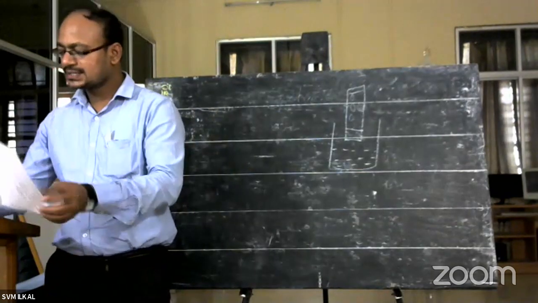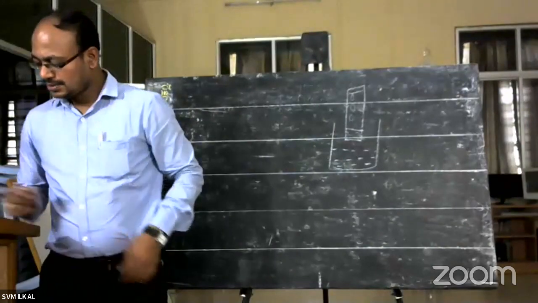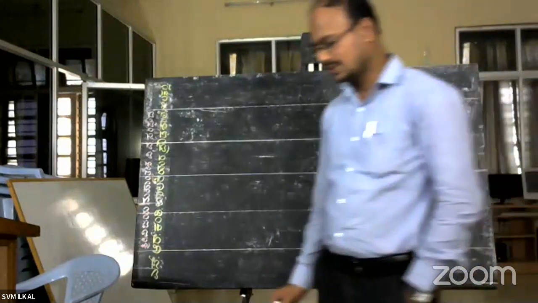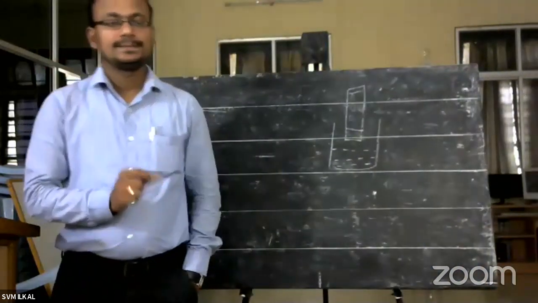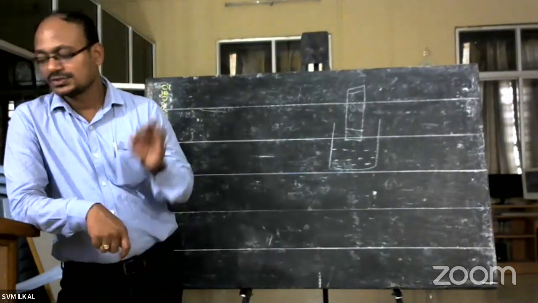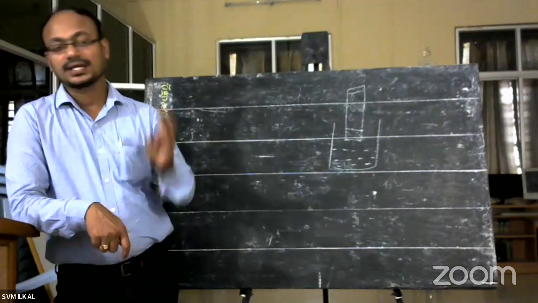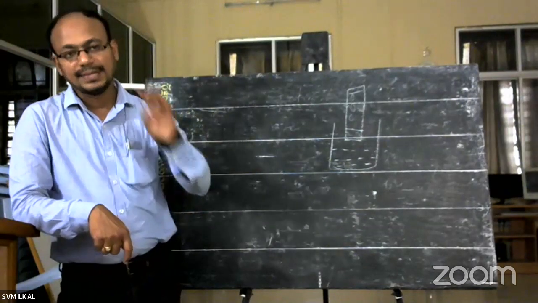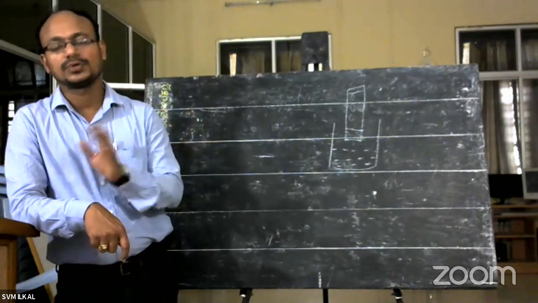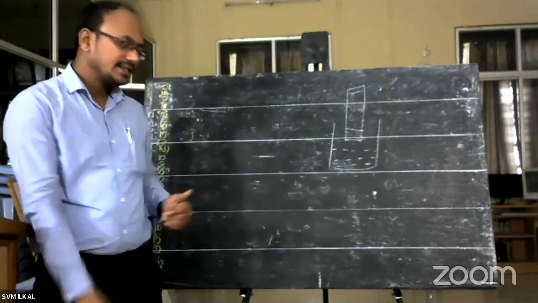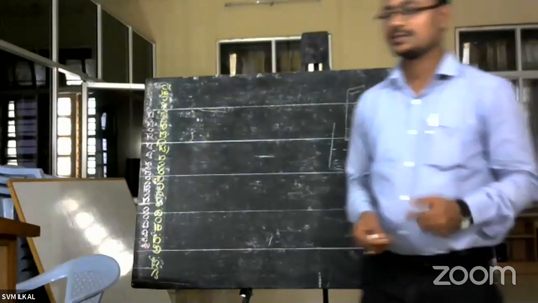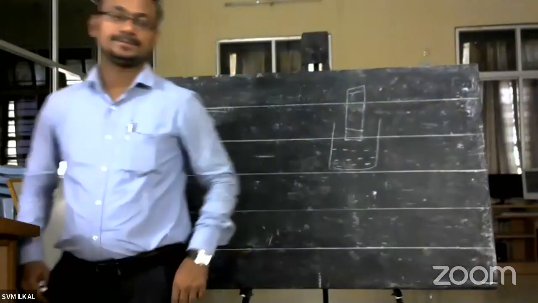Now, let us see the types of solvents. Based on the Bronsted-Lowry concept, the solvents are classified into acidic solvents, basic solvents, amphoteric solvents, and protic or aprotic solvents. These are the four types of solvents we have categorized based on the Bronsted-Lowry theory.